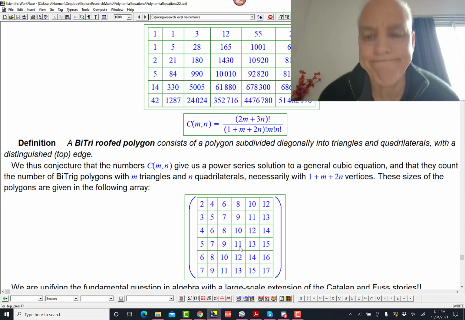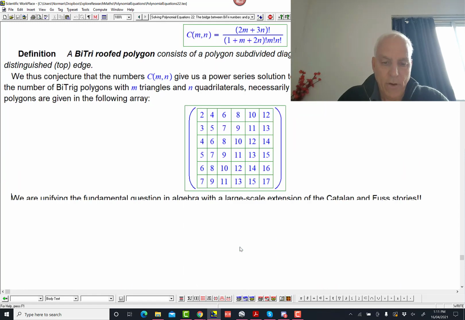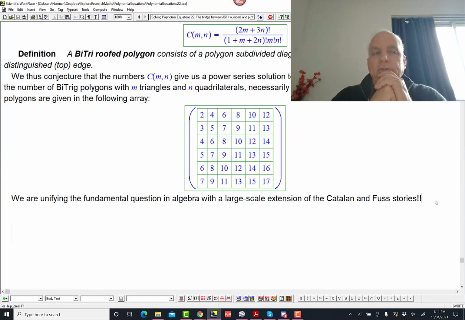Roofed 11-gons. We haven't checked that, okay? Well, that's just the conjecture, but that's what we're trying to get at. So this is like a huge extension, really, of the Catalan story. All right. So how are we going to do this? What we're going to do is take our approach that we've been talking about in the last few videos and just extend it in the most natural way.